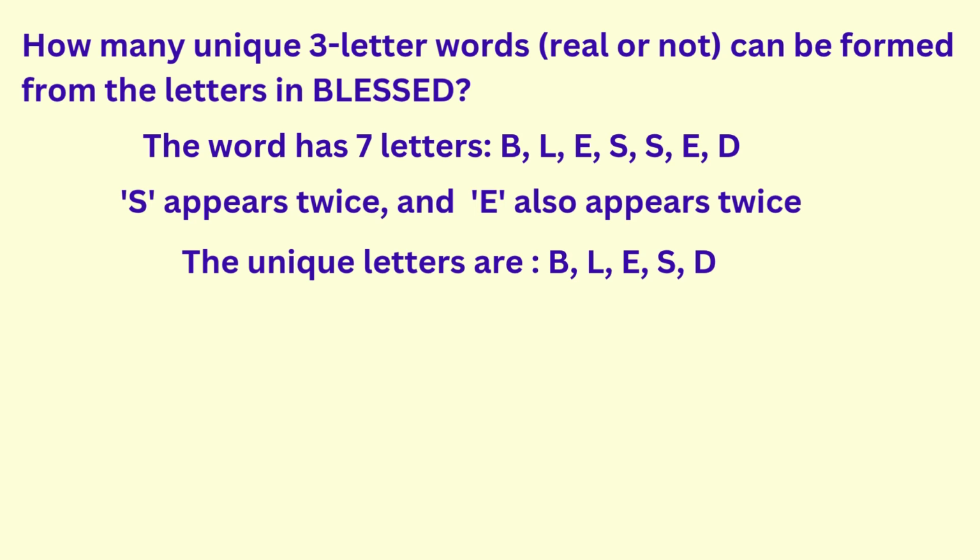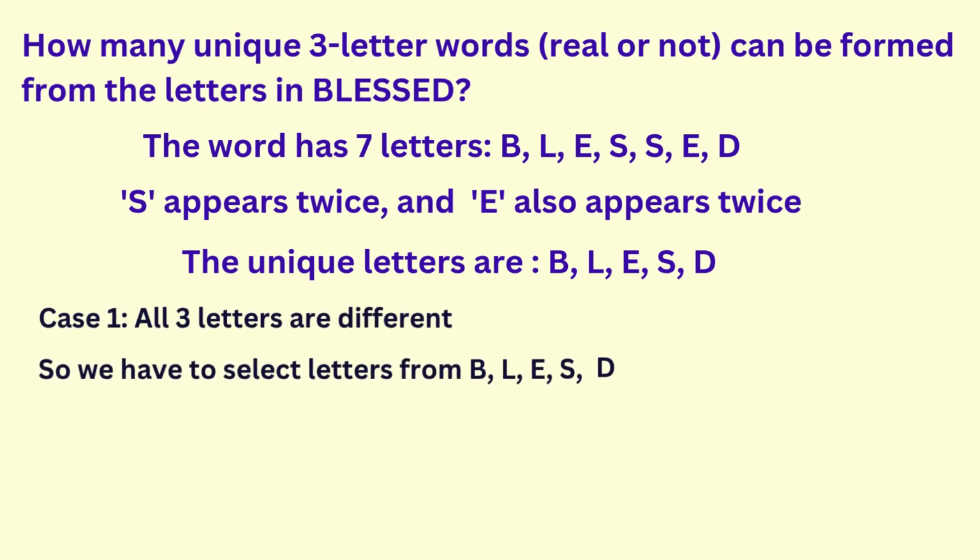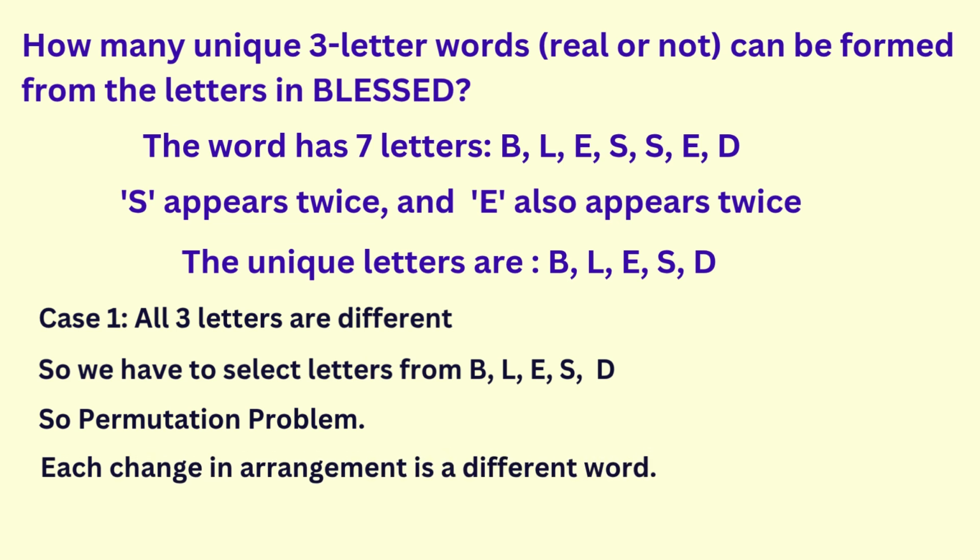Let's break this into cases. The first scenario is the case where all 3 letters are different. This means we'll have to select the 3 letters from the set with 5 unique letters. This is a permutation problem since the order matters. This is because each change in arrangement is a different word. So the number of ways to select 3 letters from 5 is 5P3. Using our calculator, that's 60.